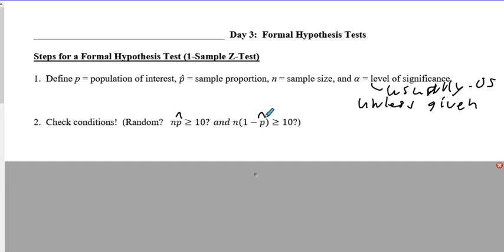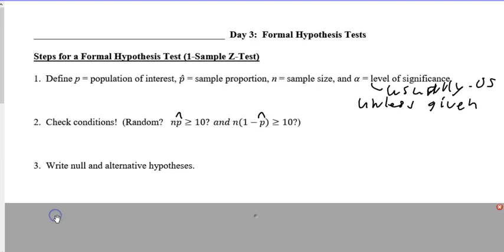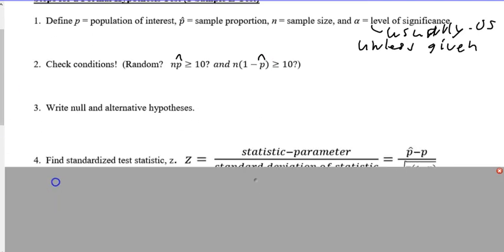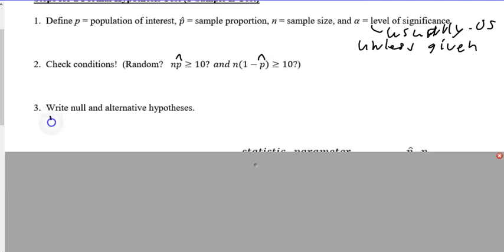It's the same procedure. Step 3, we're going to write the null and alternative hypotheses. So we're going to write the Ho and the Ha. And it's always going to be p equals a number, and this is going to be p less than, greater than, or not equal to. Those are going to be the 3 choices every time. So the Ho is p equals a number. The Ha is p is less than, greater than, or not equal.